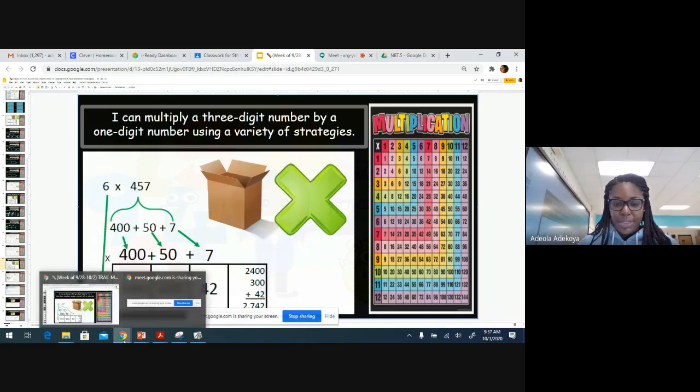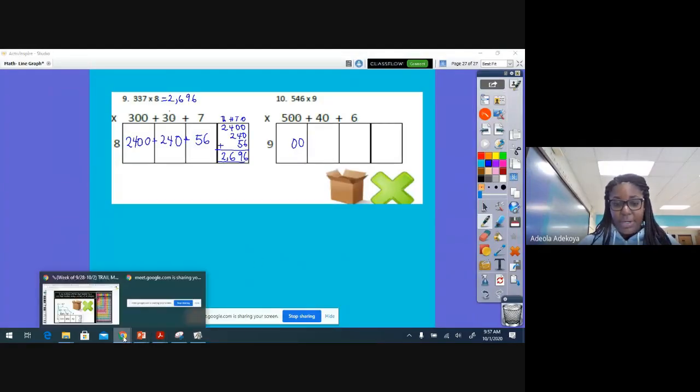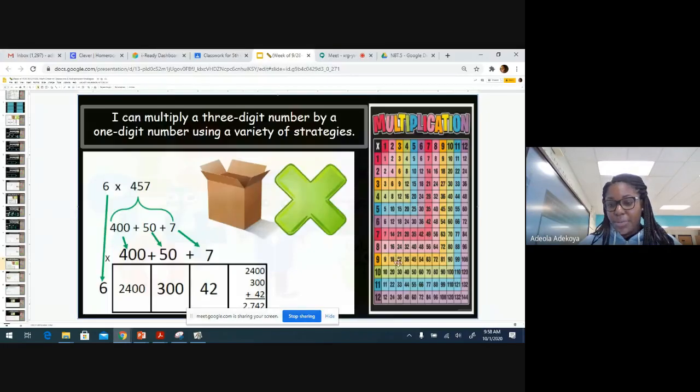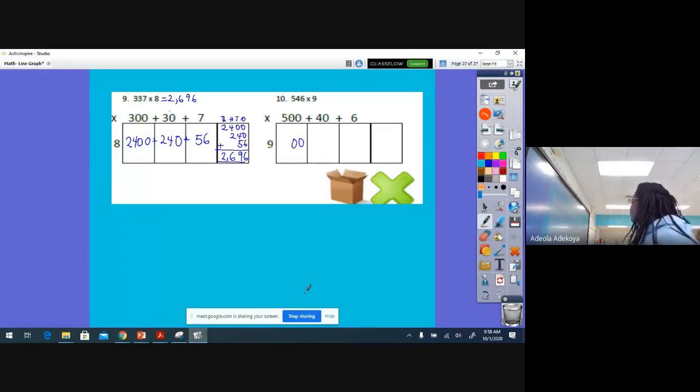We're going to need 9 times 5, 9 times 4, and 9 times 6. So using this multiplication table is a guide that can help me. 9 times 5 is 45. That gives me 4,500.